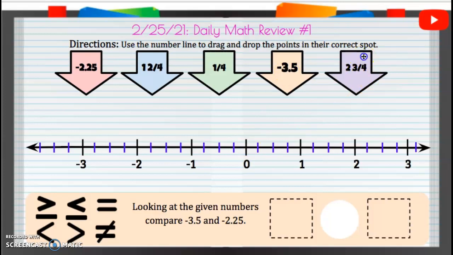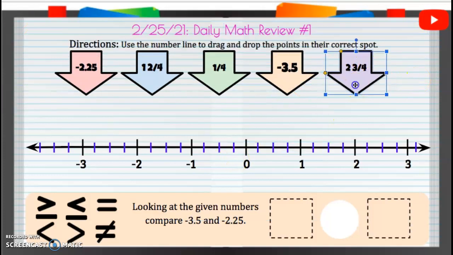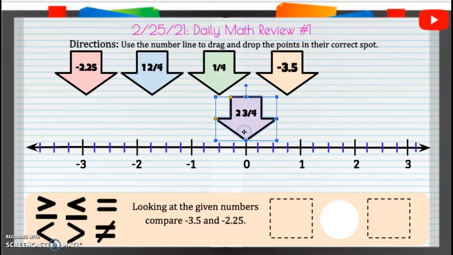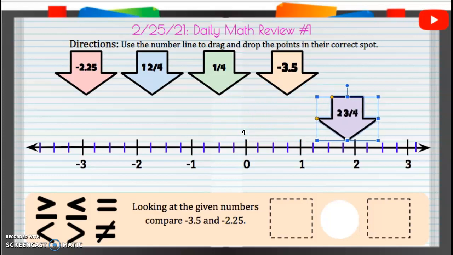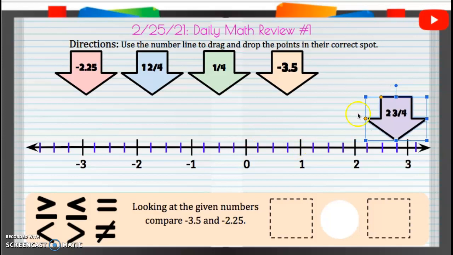All right, so what we can do, we're going to start with 0 here. Let's do this purple one. So we're going to go +2, and then we're going to go 3 of the 4 tick marks because there are 4 total spaces in between. So 1, 2, 3. There we go for that one.